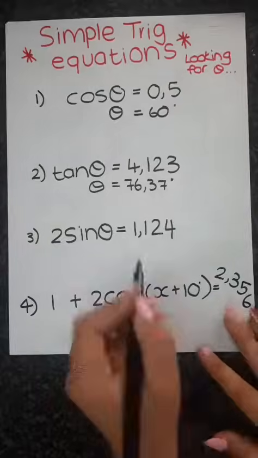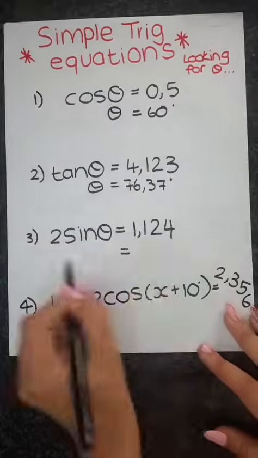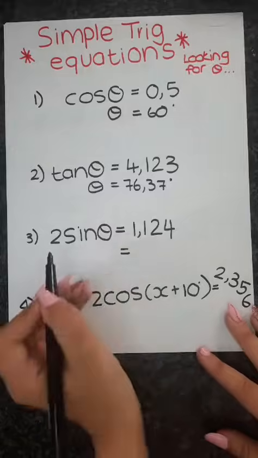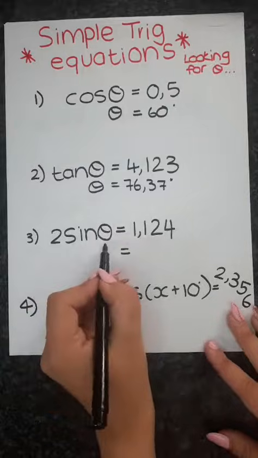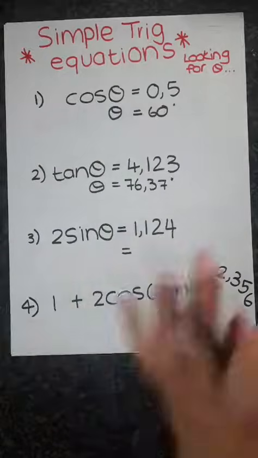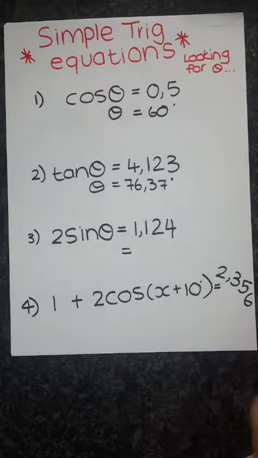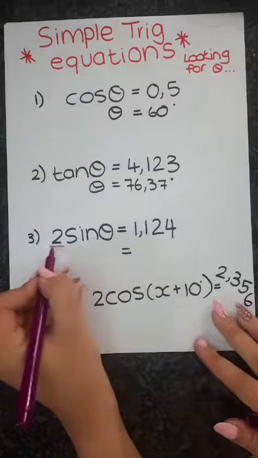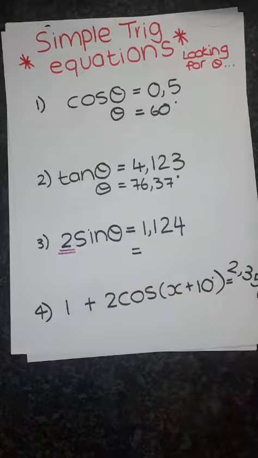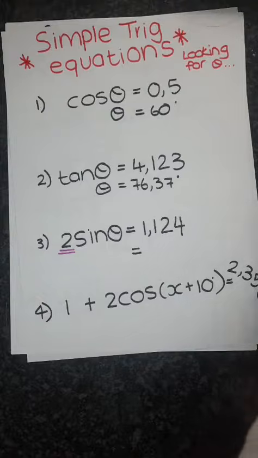In this equation, I need to solve for theta. This isn't in my standard form. So, like we normally do with equations, I need to first get rid of the 2. How do I get rid of the 2?